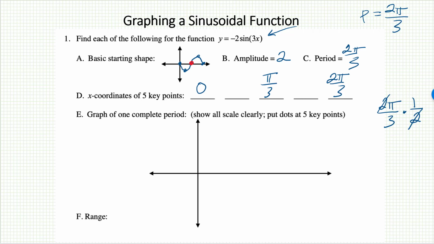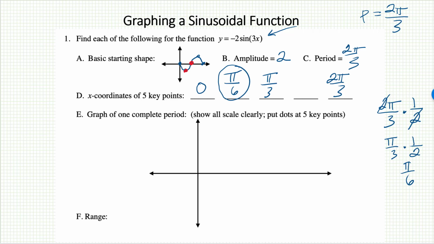But then the second key point would just be halfway to the third key point. So if I cut pi over 3 in half again, I'll have that one. Pi over 3 times 1/2 would be pi over 6. That's the one you really want to have, because once you have this one, you now know what you're counting by. You're counting by pi over 6.